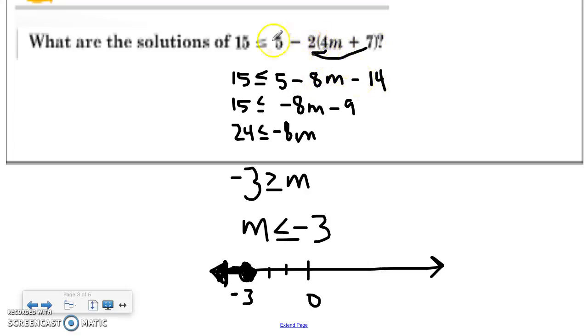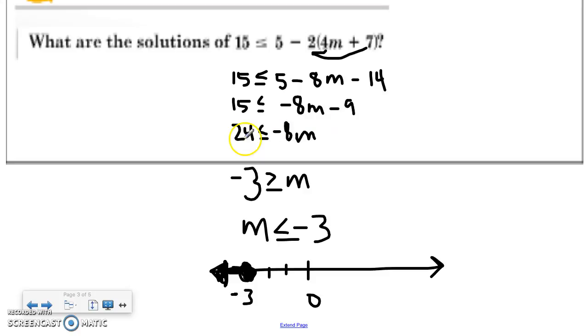That can be a tricky part, so just be careful with that, please. So that gives me 15 is less than or equal to 5 minus 8m minus 14. I'm then going to combine the like terms. 5 minus 14 is negative 9, and I also have a minus 8m. So this simplified becomes negative 8m minus 9, to which I'm going to add 9 to both sides.